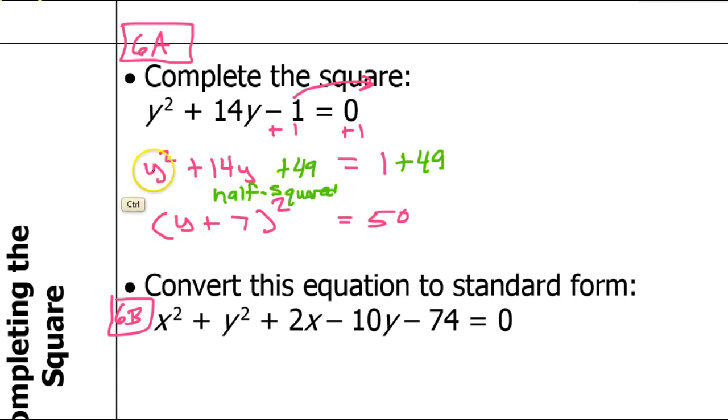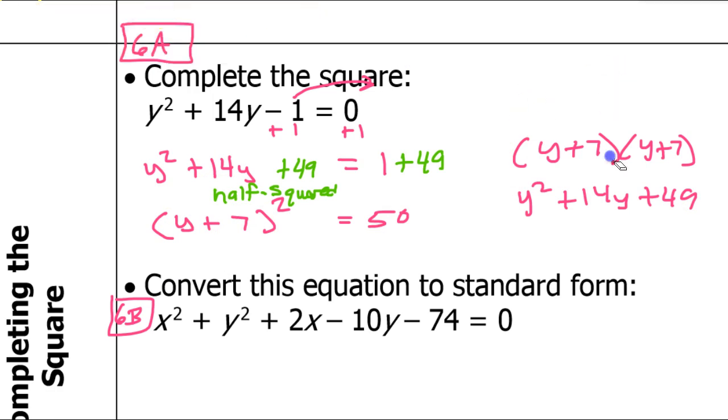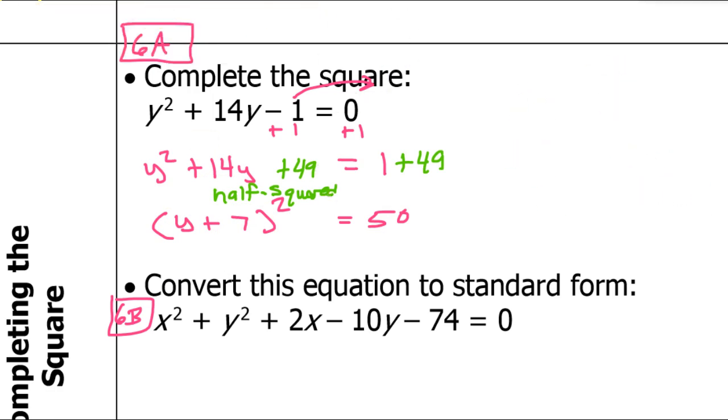By the way, this trinomial, including the 49, is equivalent to y plus 7 squared. This is valid because y plus 7 squared means y plus 7 times y plus 7. If I multiplied this out, I would get y squared plus 14y plus 49. So these are equivalent, so it does make sense. Anyway, we were just supposed to complete the square, so this was the answer.